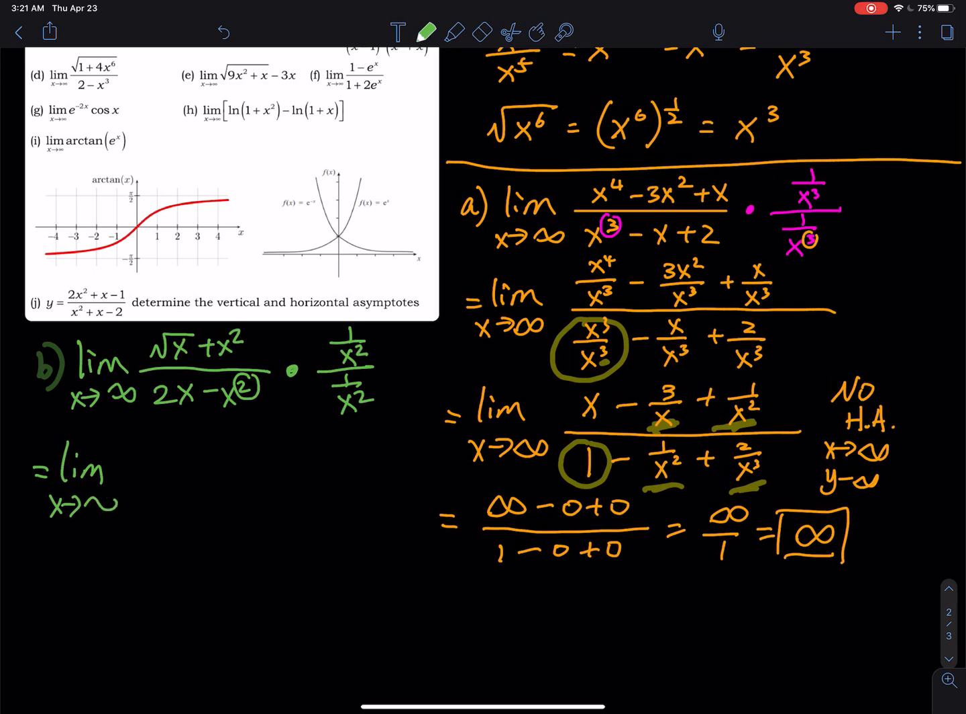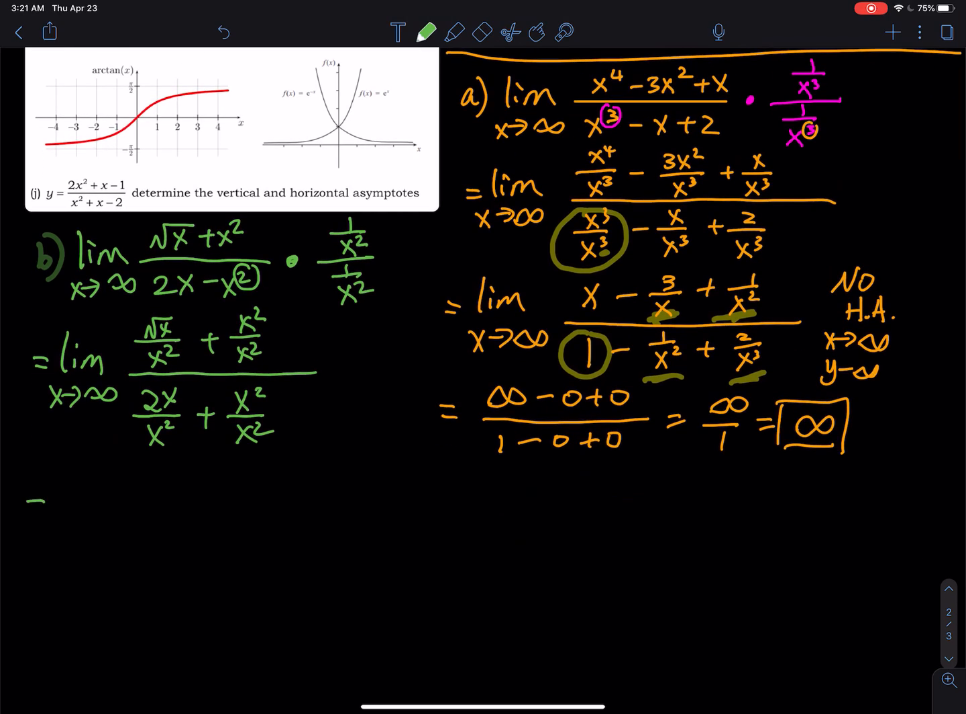So x approaches infinity. So this will be the square root of x divided by x squared, plus x squared divided by x squared. This is just a coincidence. I don't care what kind of exponent you have on top. So 2x divided by x squared, and then plus x squared divided by x squared. Okay, so the next step, the limit as x approaches infinity, we have 1/2 minus 2. So 1/2 minus 2, we have 1 divided by x to the 3/2. It's okay, a fraction is fine, plus 1 equals 0 anyway. And then 2 divided by x plus 1.